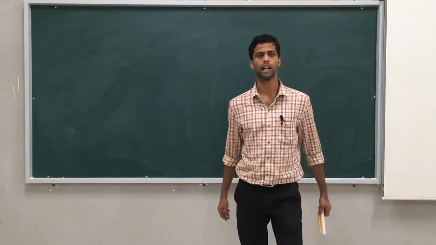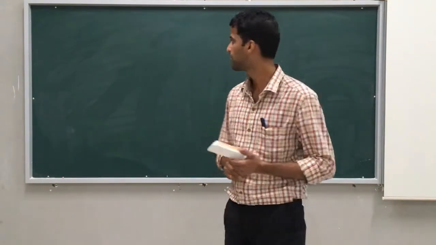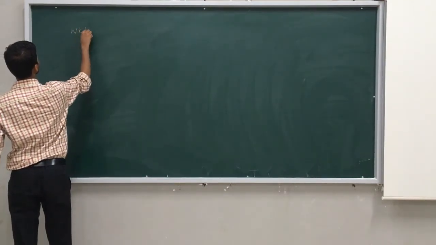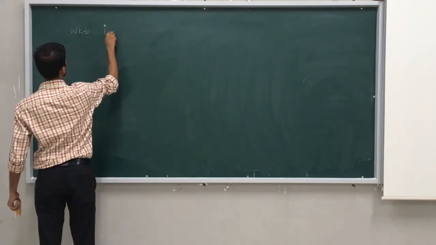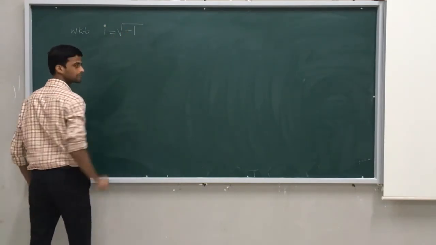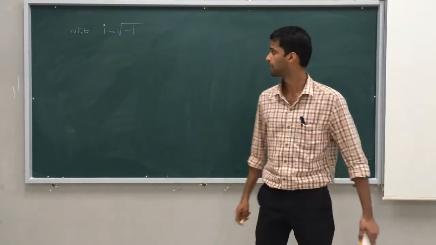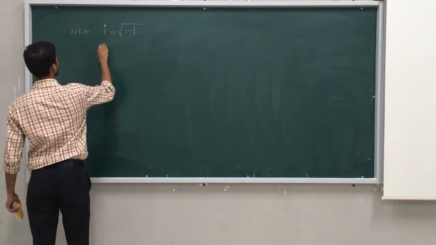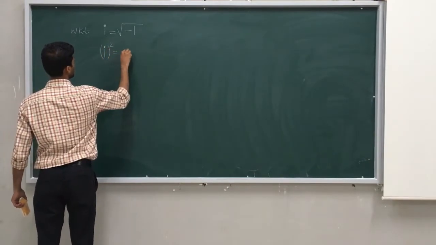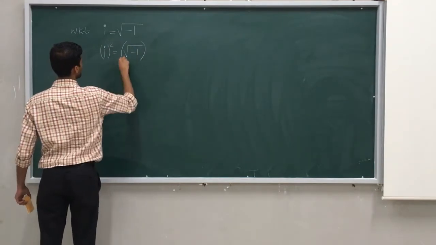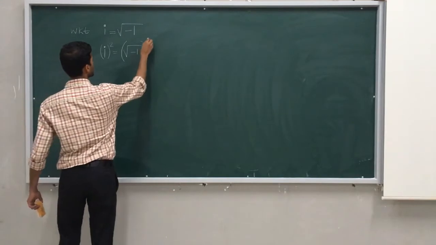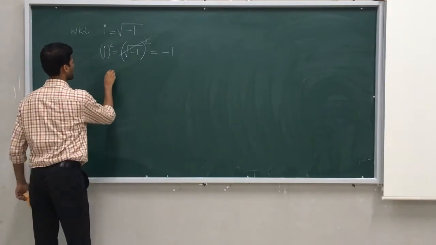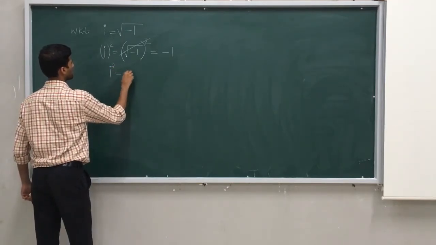In the previous video I told you about i. We know that i, iota, is root of minus 1. Now, what do you mean by i square? i square is nothing but root of minus 1, the whole square. Here the square root and square cancel, and I can say i square is minus 1.